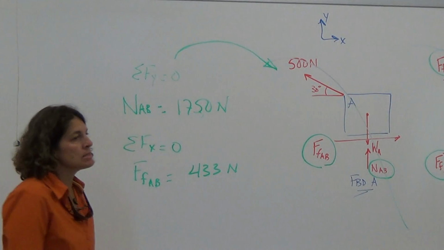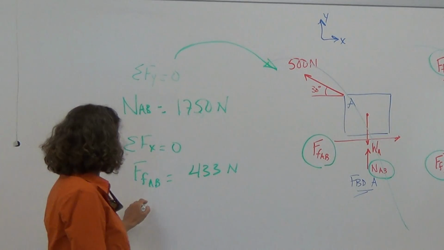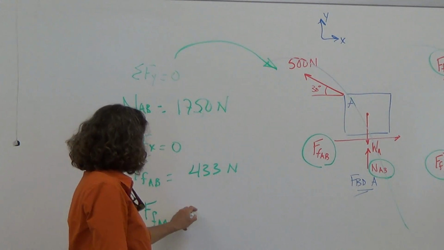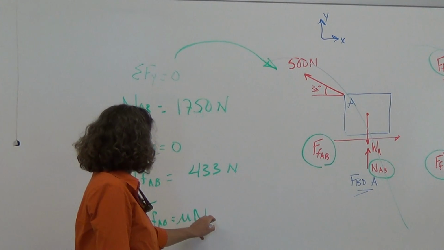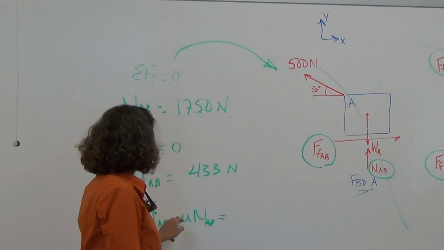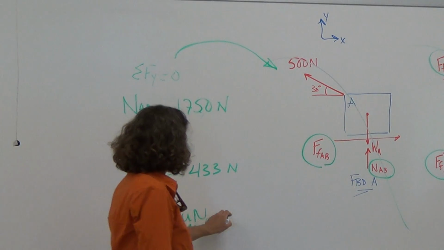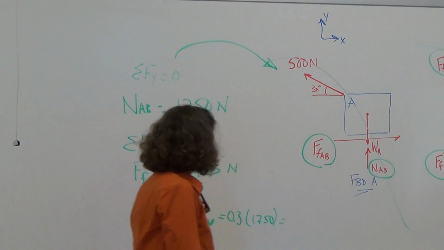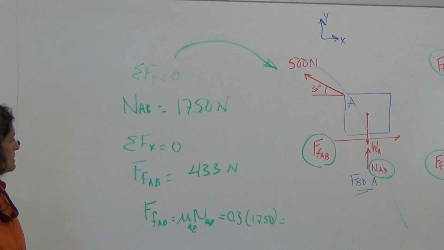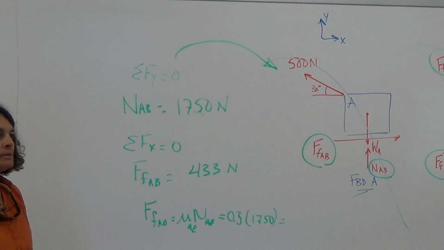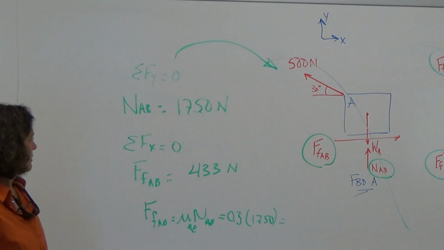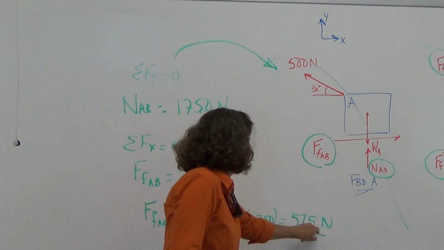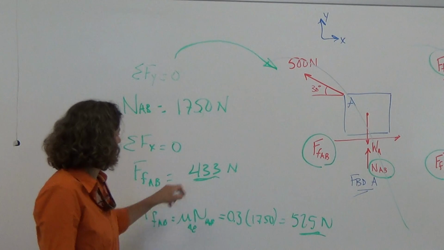And can we check this? The frictional force from A to B is equal to mu times NAB, right? And what's mu between A and B? 0.3 times 1750. What's that turn out to be in math? 525 newtons. What does that mean? How come I'm getting two different values?